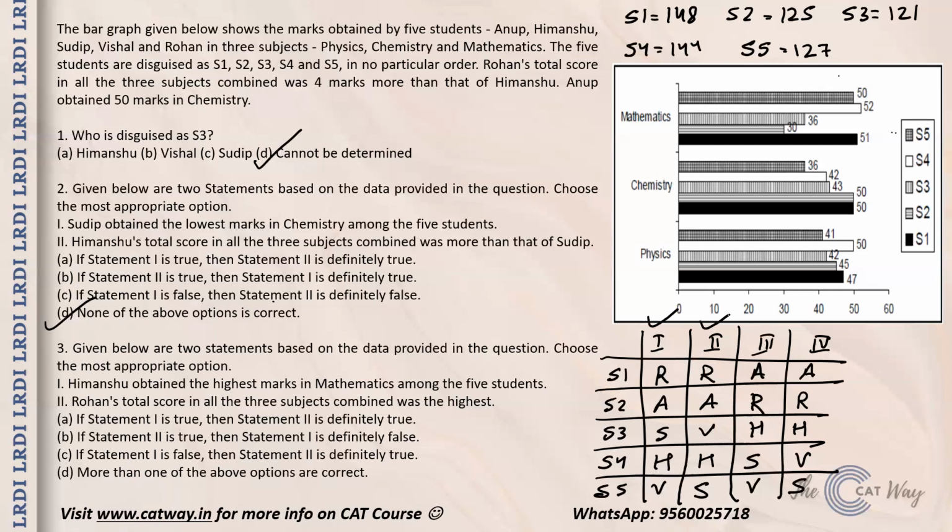So if statement 1 is true according to option number A, statement 2 is definitely true. What is statement 2? Rohan's total score in all 3 subjects combined was the highest. Now Rohan in both these cases is student 1, and student 1 is definitely getting the highest marks among all these people. So if statement 1 is true, that means Himanshu got the highest marks in mathematics, that is case 1 and case 2. Then in both these cases, Rohan is the person who is getting the highest combined in all 3 subjects. So according to this, statement 1 is true and statement 2 is also true in both the cases. So without even checking the rest 3 options, we can directly say that yes, option number A is the right answer. So this was again a good set, guys, and a pretty easy one, I would say.